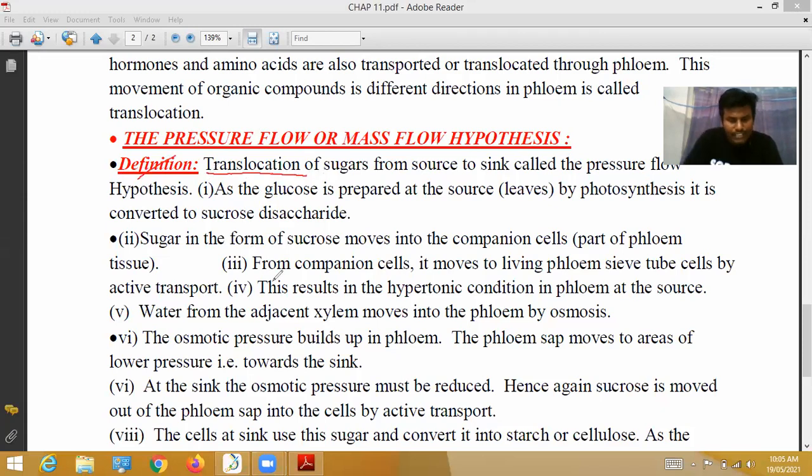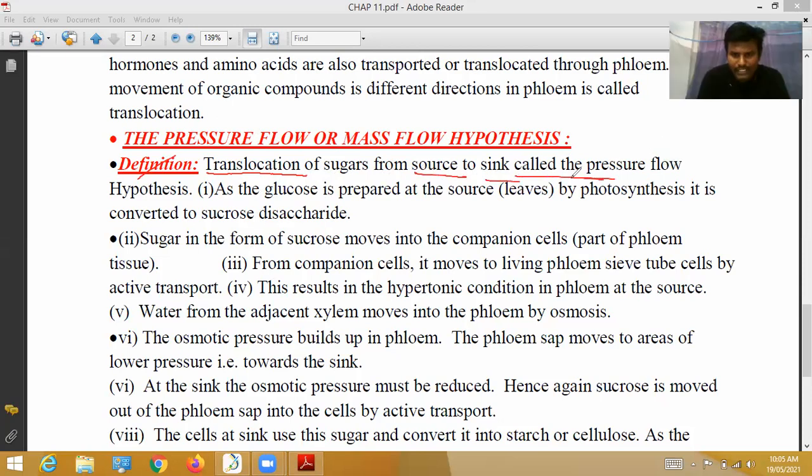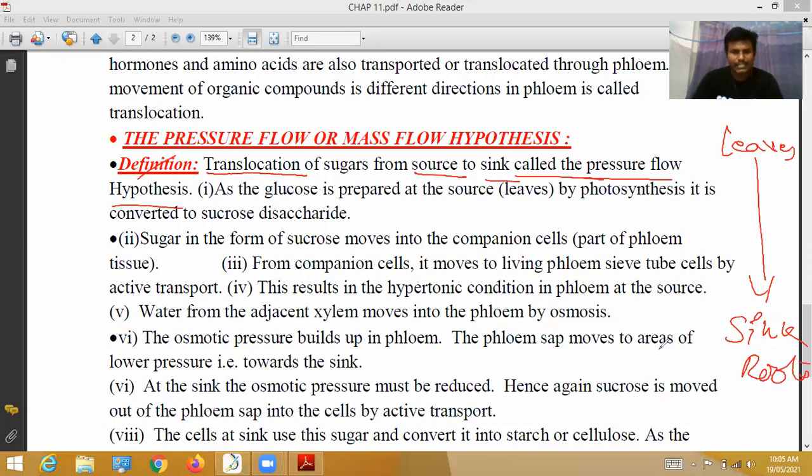Translocation is nothing but the transfer of sugars from source to sink. Source to sink is called the pressure flow hypothesis. Source means leaves, yesterday I said that. Sink means roots. Source to sink, leaves to roots, that is called the pressure flow hypothesis. Okay, that's it.